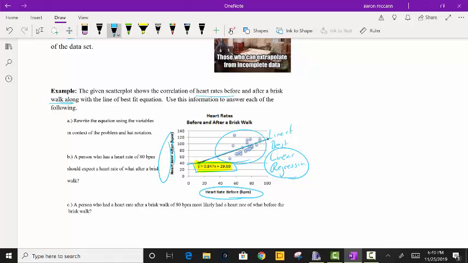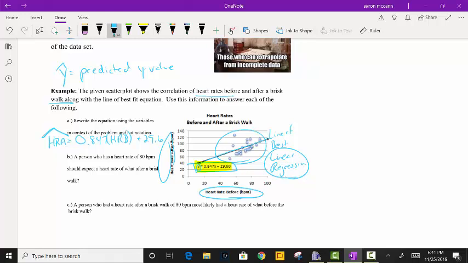Part A here says rewrite the equation using the variables in context of the problem. So what we can say is the y is our heart rate after. So heart rate after can be predicted. Our previous hat notation is what we're going to use for predicted, so y-hat means the predicted y value. So heart rate after is equal to 0.847 times the heart rate before plus 29.6. And now we can use this equation to actually do predictions.